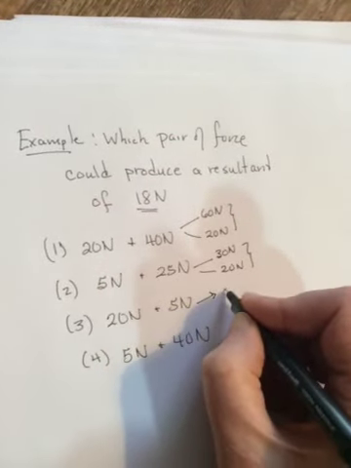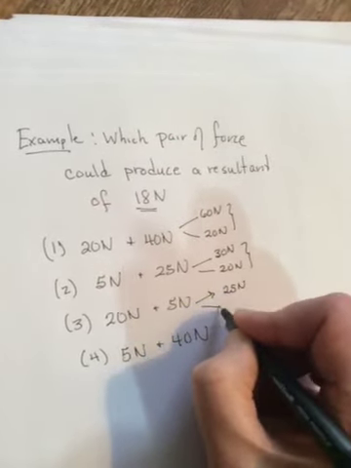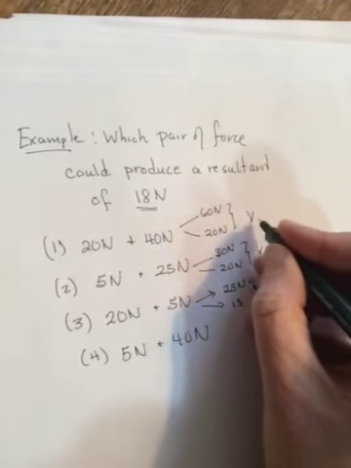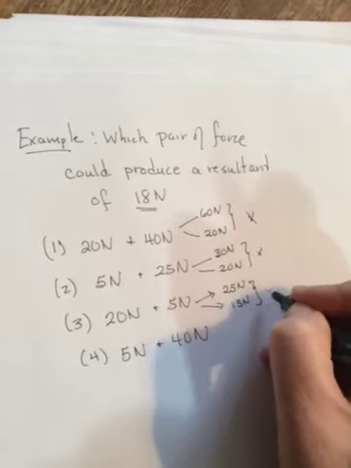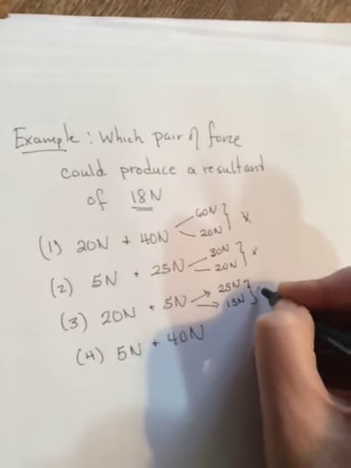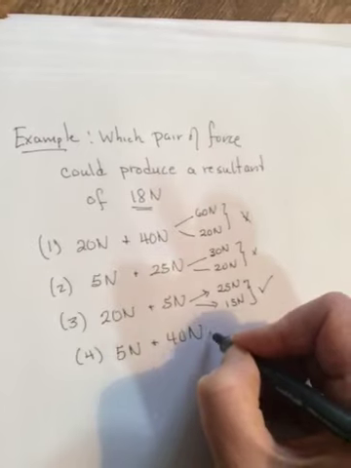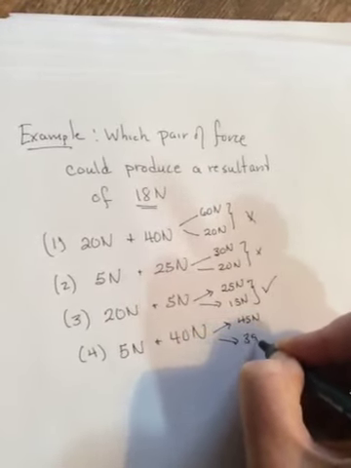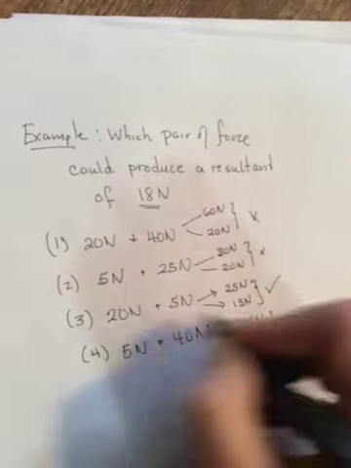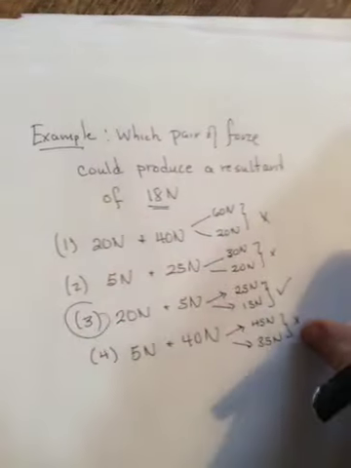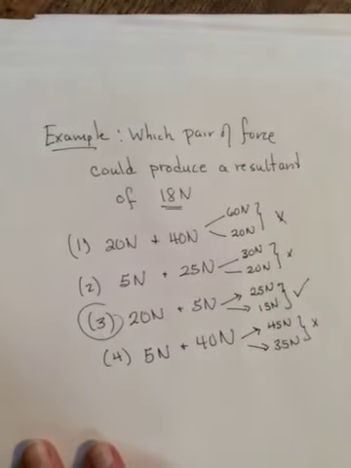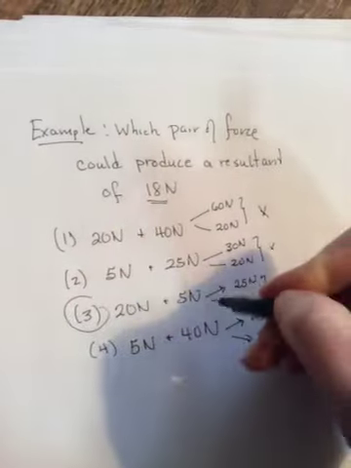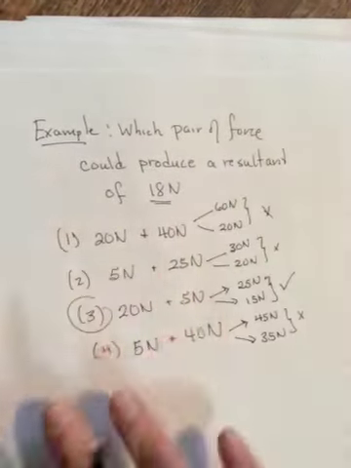This pair, if you add them, you get 25. If you subtract them, you get 15. 18 falls in between 15 and 25, so it's good. Check the last pair, 45 newtons and 35 newtons. 18 does not fall in here, so the pair that can produce a force of 18 newtons is this one. Now we don't know what angle they're at, we just know that it can do it because it falls between the maximum and the minimum.